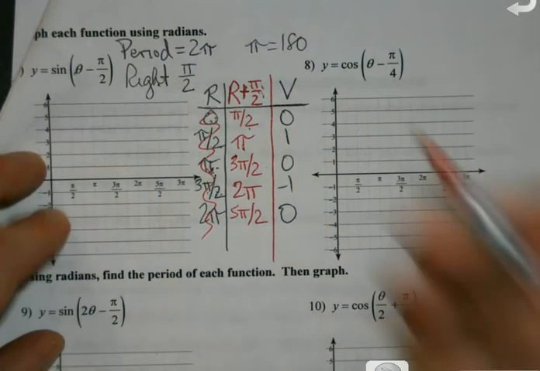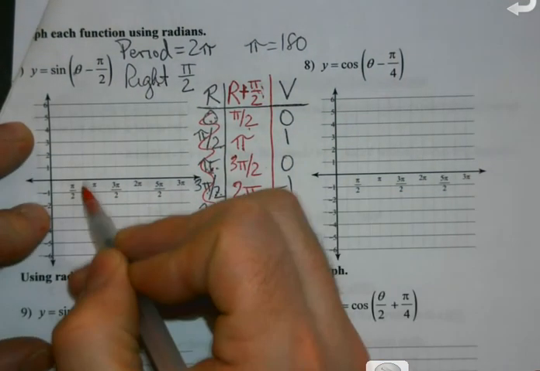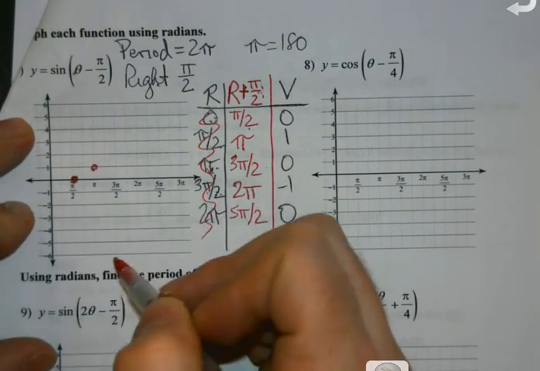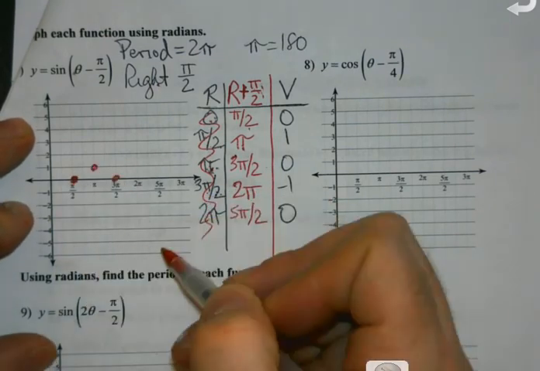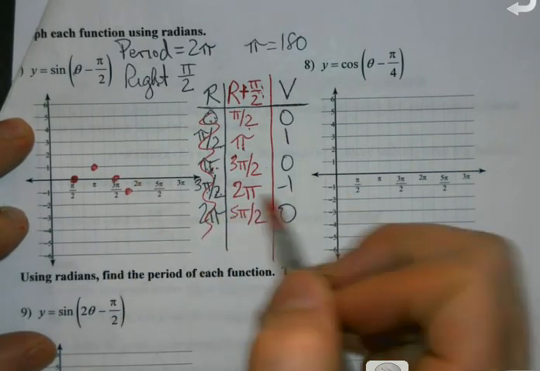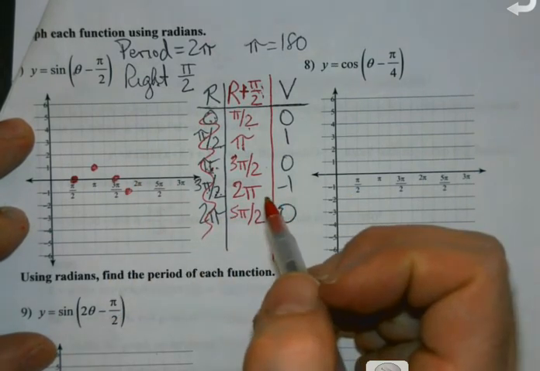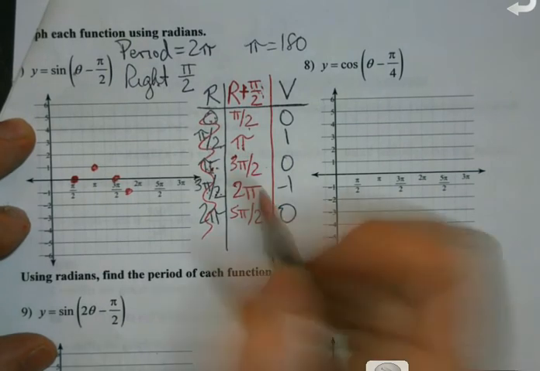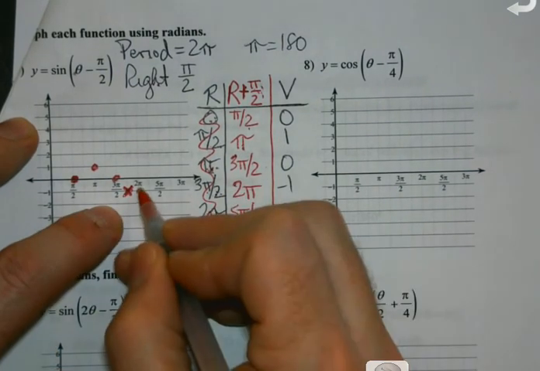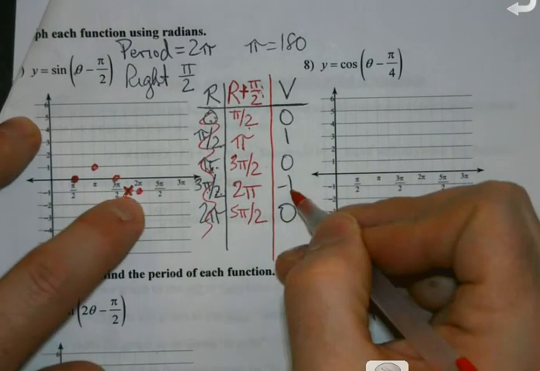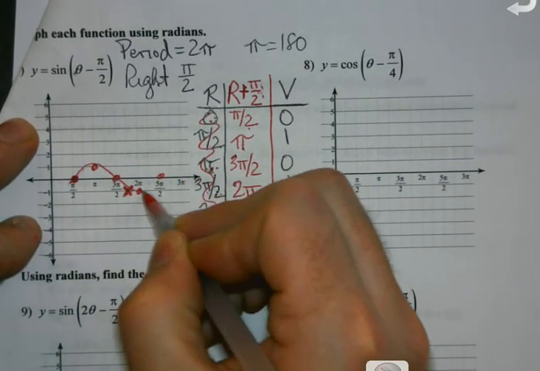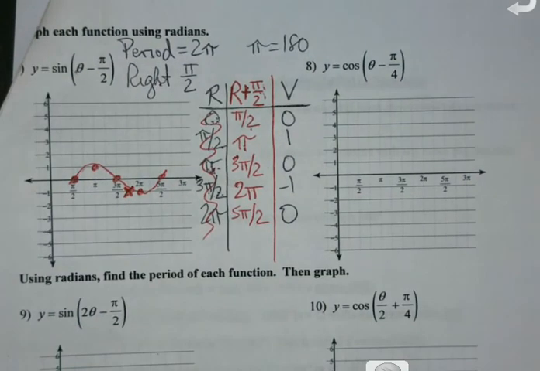Now I just work my way through and I go, okay, so at pi over 2 I'm at 0. At pi, I'm at 1. At 3 pi over 2, I'm back down to 0. Down to negative 1. Did I just skip one? Did I do something silly? Yeah, I did. Silly me. I gotta watch where I'm making my dots. 2 pi is negative 1. Again, as long as you get through that cycle, you're good.